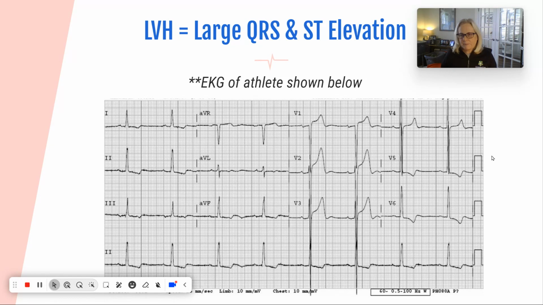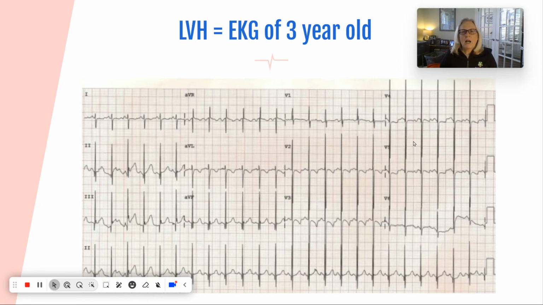Circle the ST elevation and the very large QRSs. For the next one, you have a 3-year-old, so make sure you label that. That's the one at the bottom on your worksheet. Label that EKG of a 3-year-old. Circle the really tall, skinny QRS, write down that's tall, skinny QRS and an inverted T. Inverted T's in V1 through 3, and the heart rate's elevated. So this all tells us this is a 3-year-old.